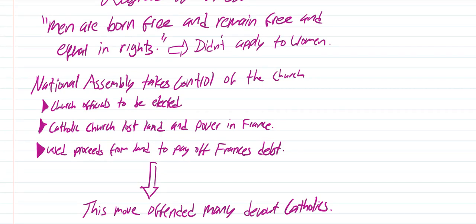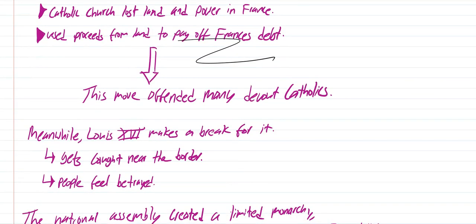So you can see that this is the beginning of a brand new style of government. The National Assembly takes control of the church. Church officials at this point need to be elected. The Catholic Church lost land and power in France due to this, and the revenue they gain from selling off the land of the Catholic Church goes towards paying off France's unbelievable debt. This move really offended many devout Catholics of all classes.